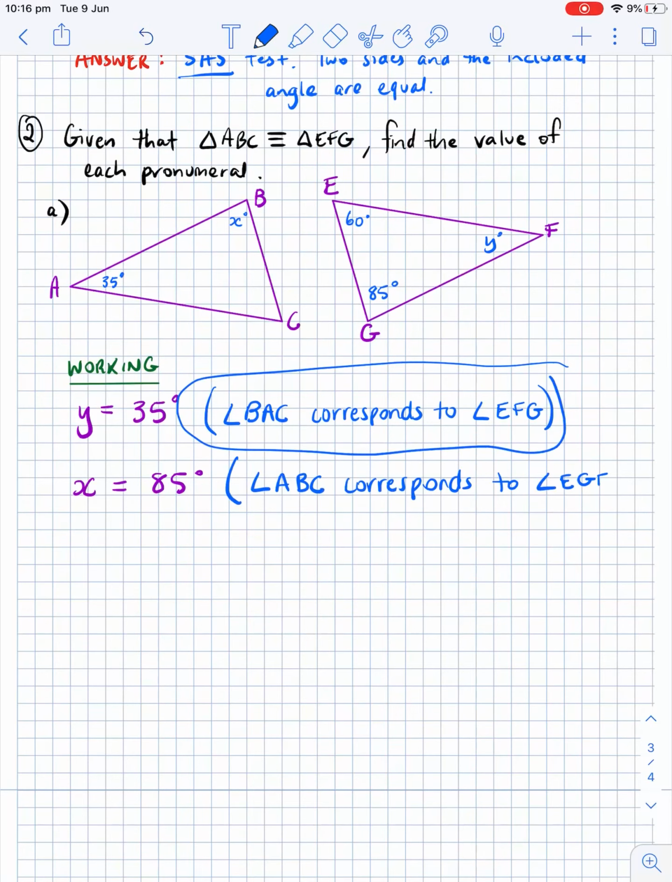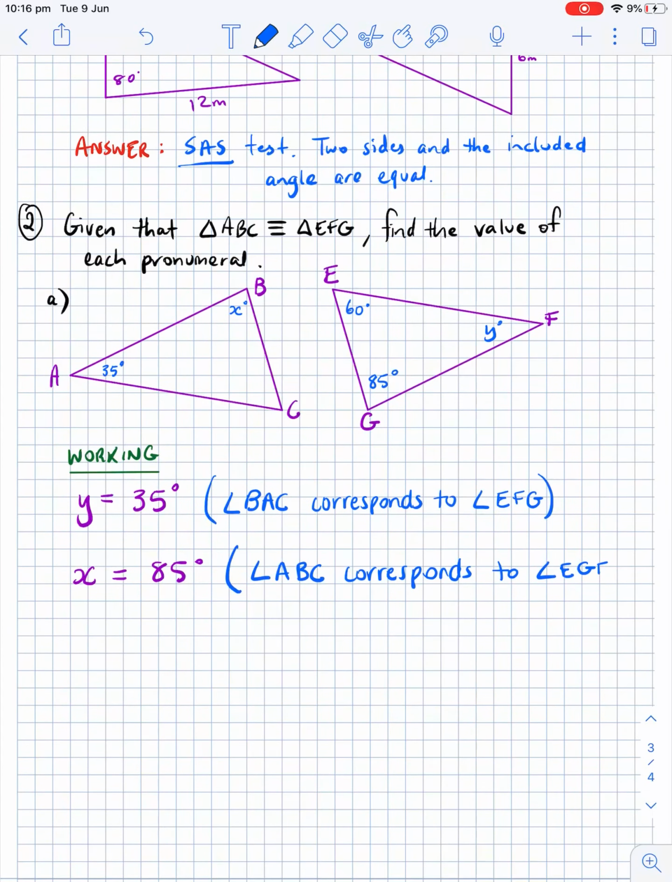And I put these reasons next to it. The reason is because this angle here, y, corresponds to that angle. They're both the pointy part of this triangle, the sharpest angle, the smallest angle. And that's the same over here. So that y matches up with that angle there. Therefore y is going to be equal to 35. The same thing applies for this x angle. That 85-degree angle swings around and is the same as that angle x there.